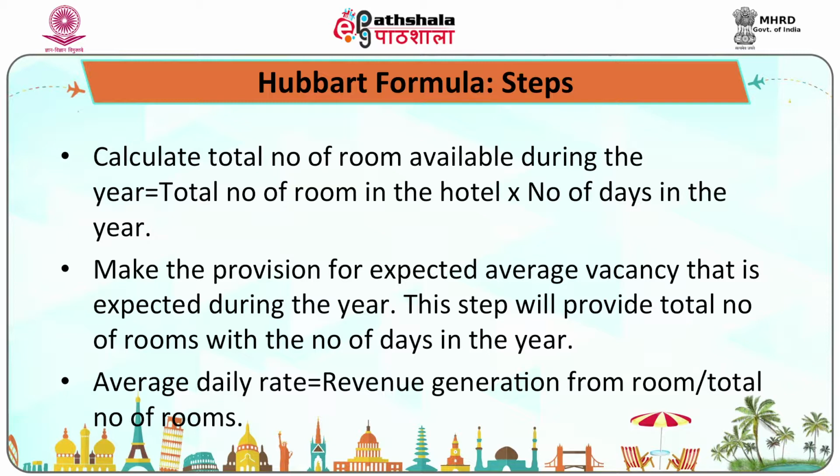Making the provision for expected average vacancy during the year, this step will provide the total number of rooms available for the number of days in the year. The seventh step includes average daily rate, which equals revenue generated from rooms divided by total number of rooms.